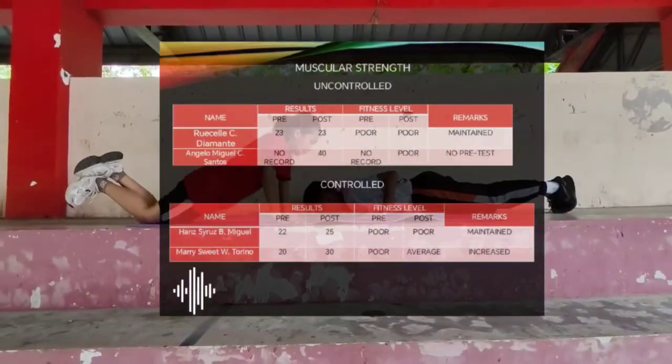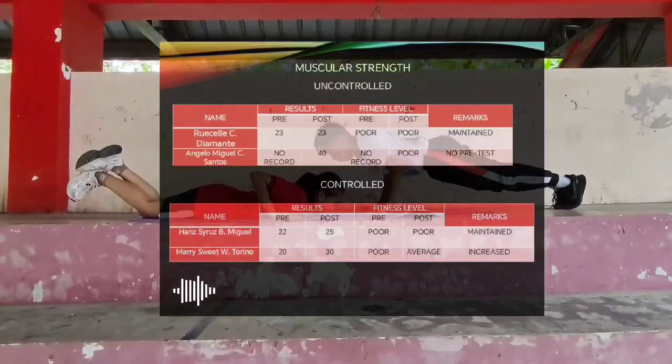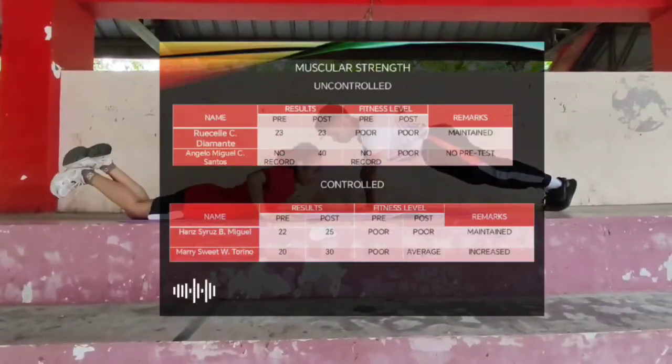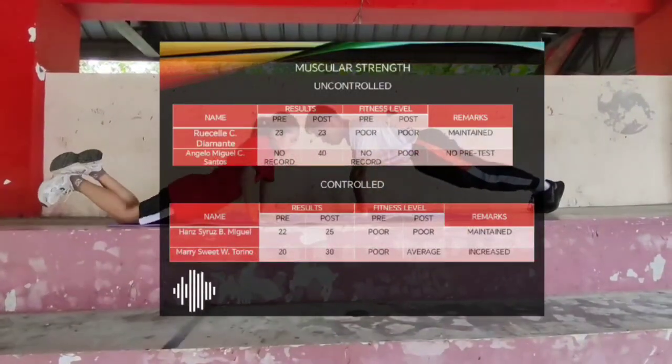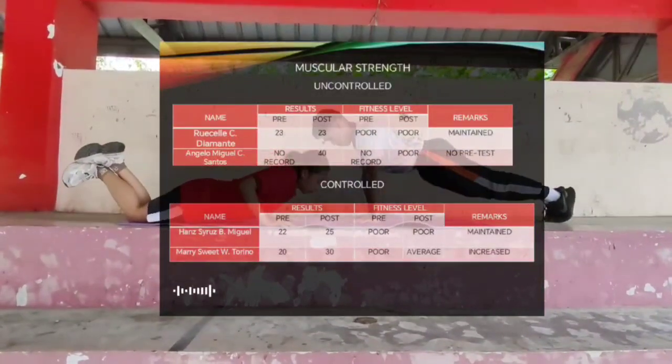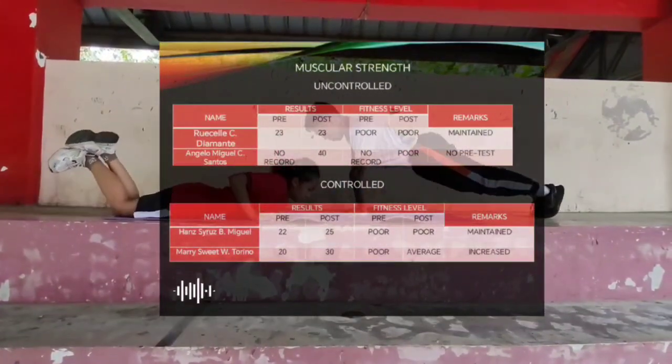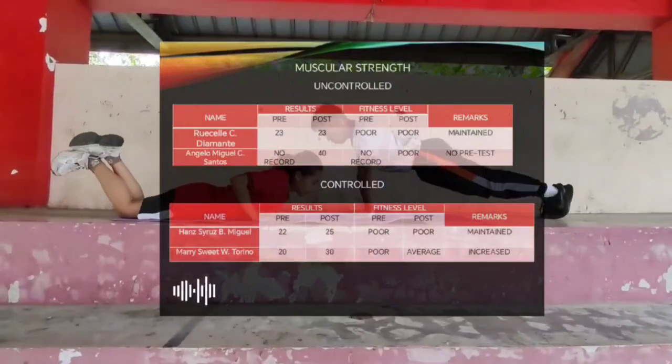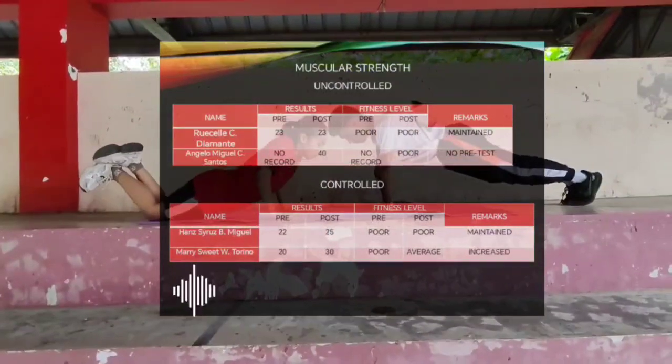The result of his pre-test is 22 repetitions of push-up. His fitness level is poor. The next is his post-test. His post-test is 25 repetitions of push-up. His fitness level is still poor. So his remarks has increased. The reason why it has increased is due to his training in the gym.